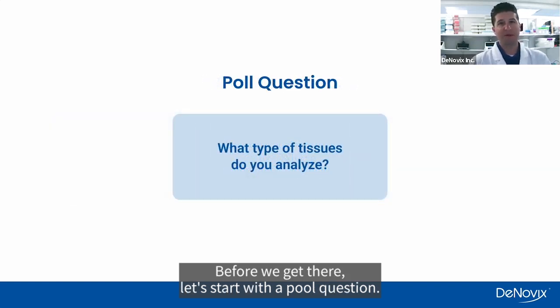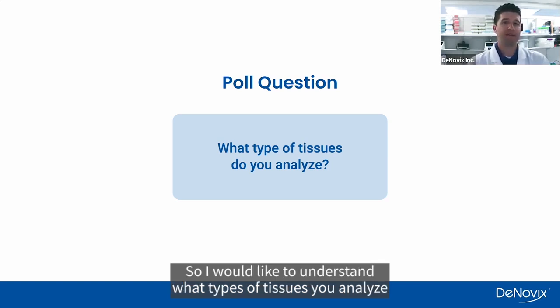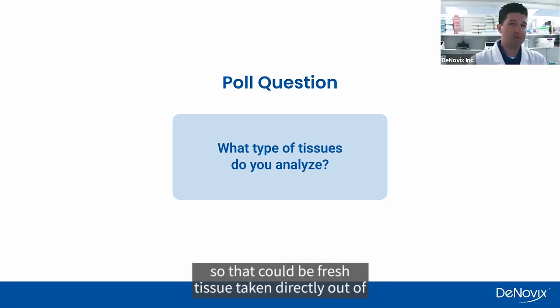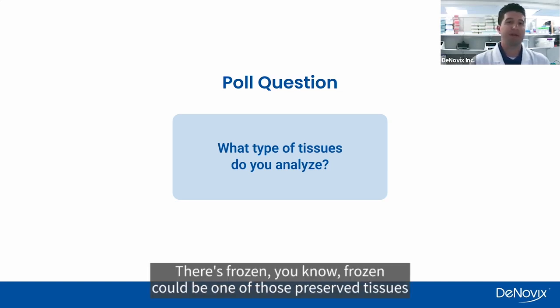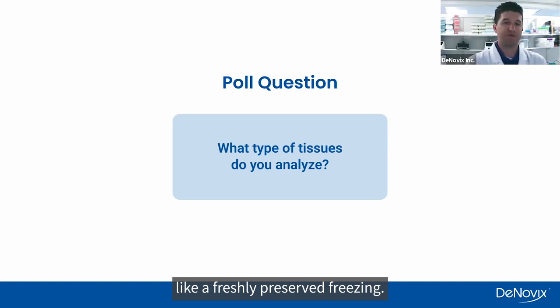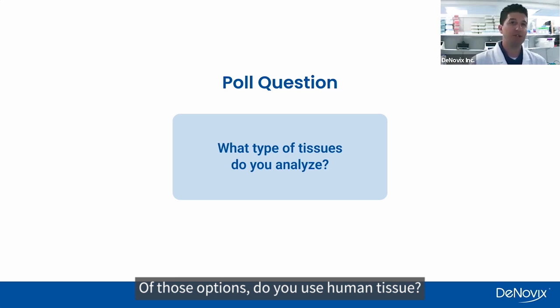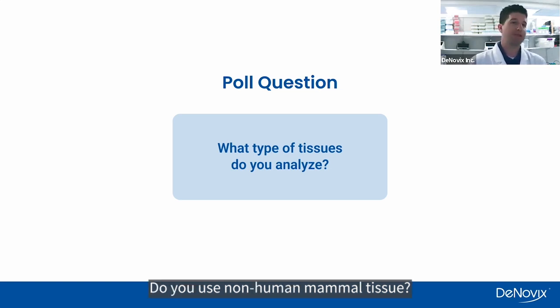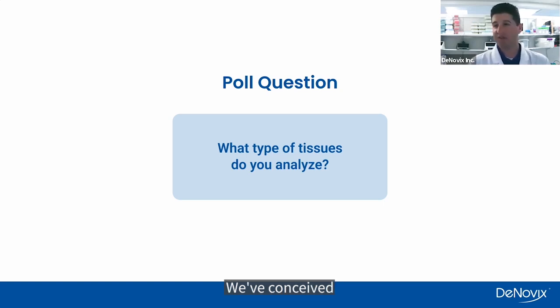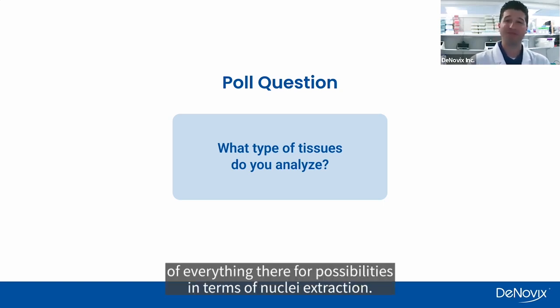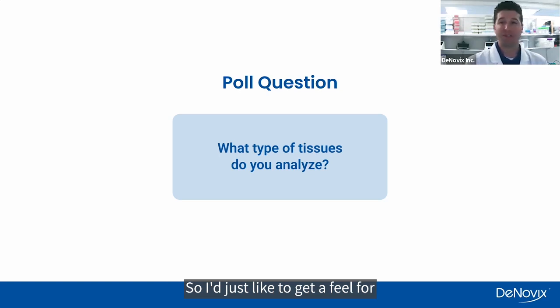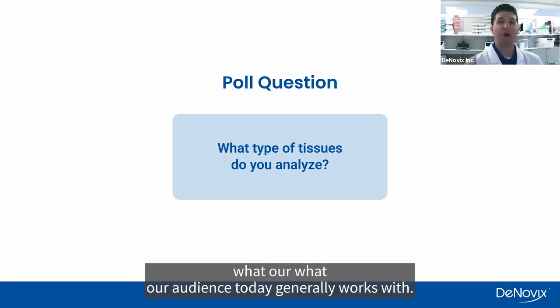Before we get there, let's start with a poll question. So I would like to understand what types of tissues you analyze. So that could be fresh tissue taken directly out of an animal. There's frozen, which could be one of those preserved tissues, like a fresh sample that you preserve through freezing. There's FFPE preserved tissues. Of those options, do you use human tissue? Do you use non-human mammal tissue? Do you use plant tissue? I think we've covered everything there for possibilities in terms of nuclei extraction. So I'd just like to get a feel for what our audience today generally works with.